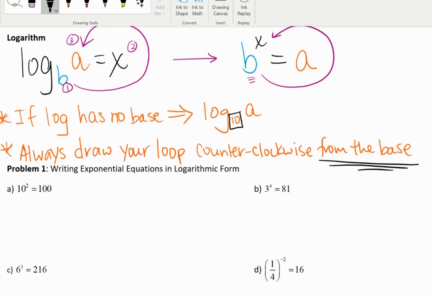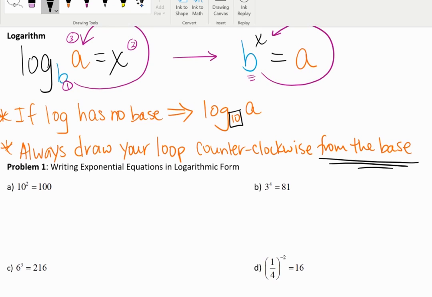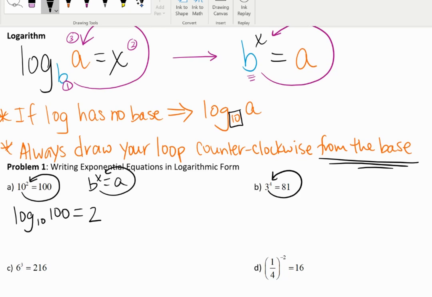So we're going to write something from exponential to log form. We're in this b to the x equals a form, and we loop. So I go the base all the way to 2. So it's log base 10 of 100 is equal to 2. I'm looping. So I start at the base for b and loop. So it's log base 3, so 3 is the little number down here, 81, because that's the second number I hit when I loop, is equal to 4.